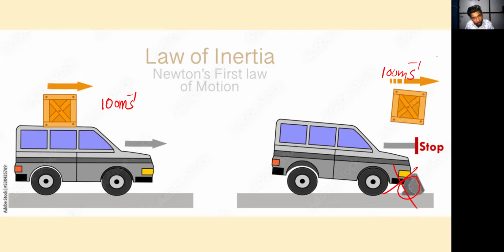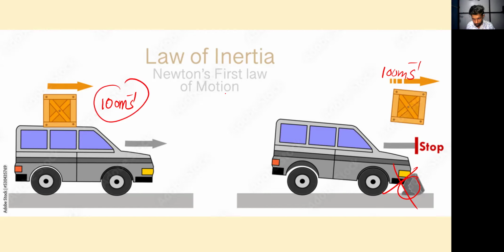Even though the car is stopped, nothing will happen to the box because we didn't apply any force to the box, right? The box was moving with 100 m/s. Now also the box is moving with 100 m/s. Now look at only the box. Just forget the car and look at the box here. The box is moving with the speed of 100 m/s.